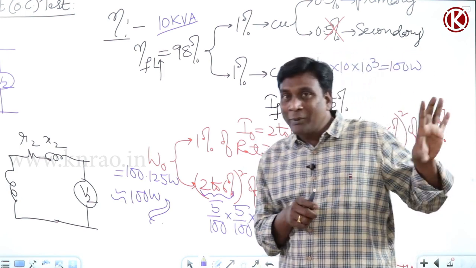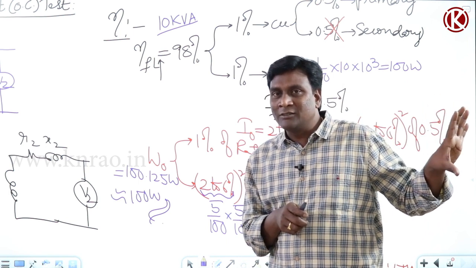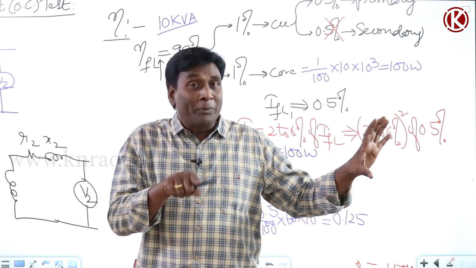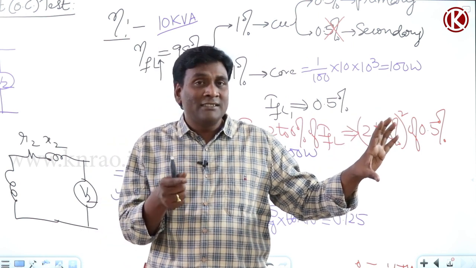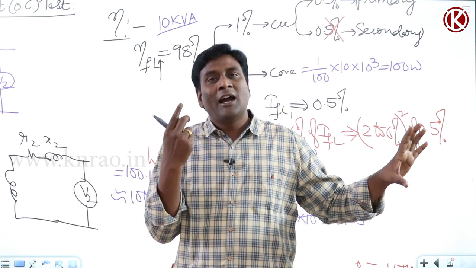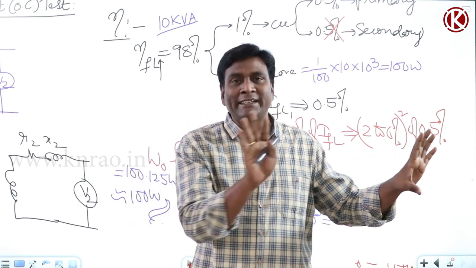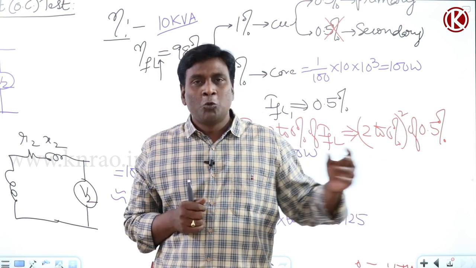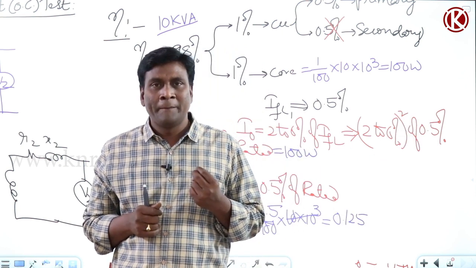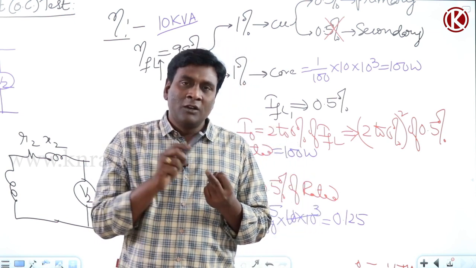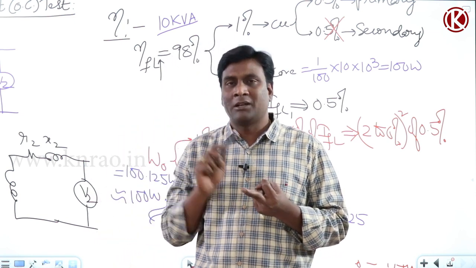For example, a practical transformer is operating at full load conditions. Full load conditions means rated voltage will be there and rated currents will also flow. Under that condition, it has 98% efficiency, which means roughly 2% losses. Of that, let me allocate 1% to core loss and 1% to copper loss.